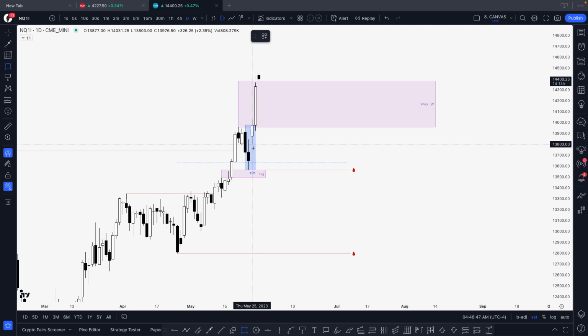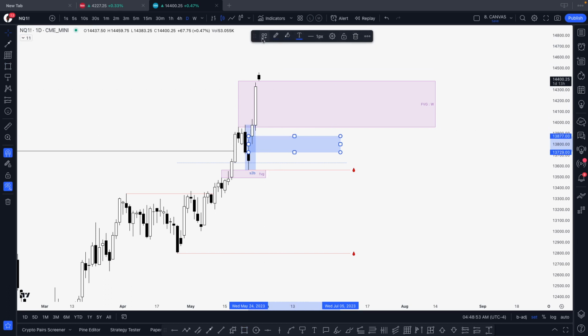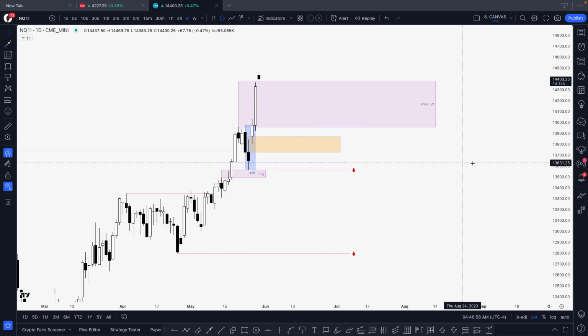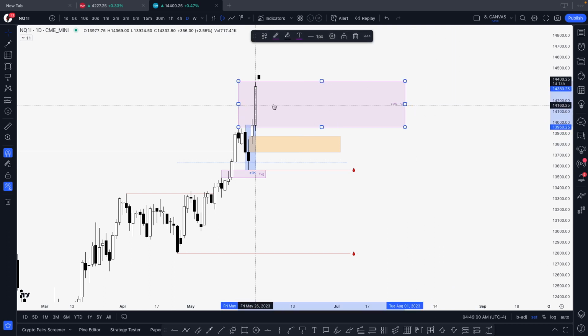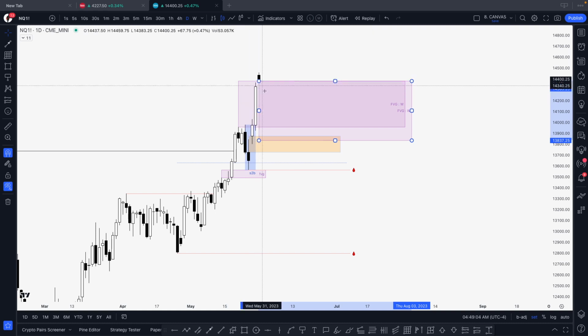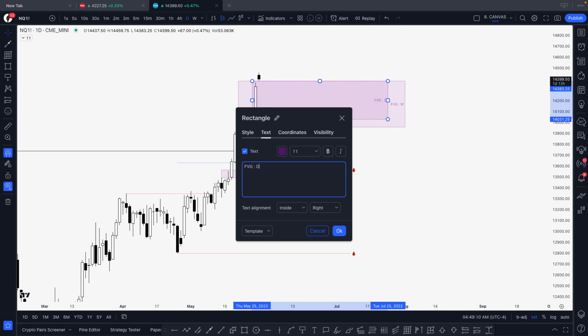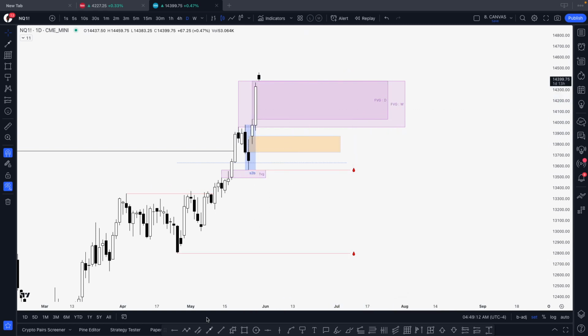And I would also like to mark this little imbalance in here, which will also act as support or resistance if we start breaking further down. So we'll just leave it like that. So on the daily, this is what I have, and I just also mark out the refined zone for the fair value gap on the daily that we will like to see fill. And one important thing, this was our opening gap.